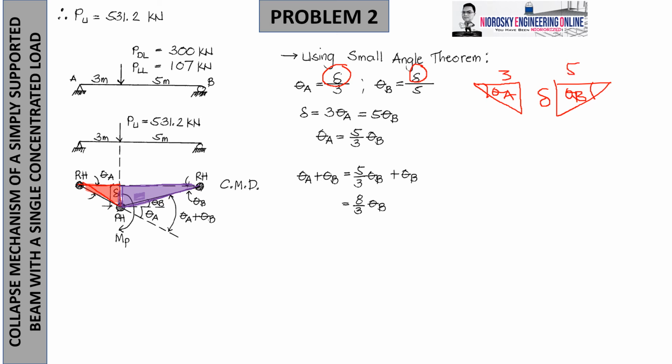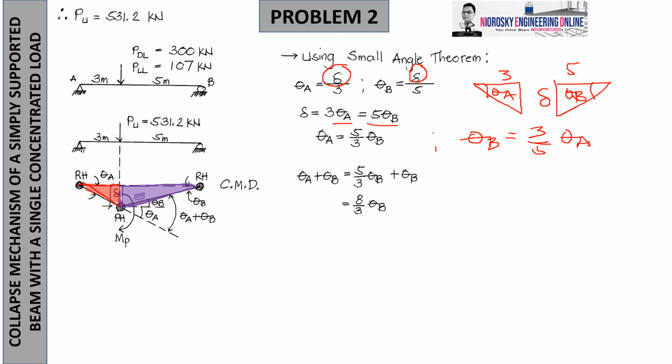So, you can easily use the tangent angle, opposite over adjacent. Then, delta is said to be 3 theta A is also equal to 5 theta B. So, I can now correlate theta A in terms of theta B. Or if you want, you can calculate theta B in terms of theta A. So, magiging 3/5 lang yan of theta sub A. Don't worry, they will have the same answer.